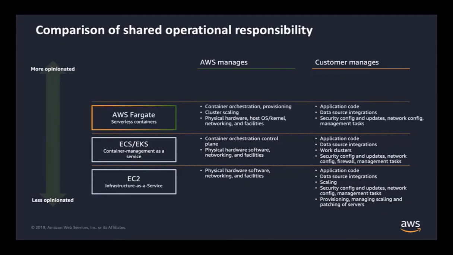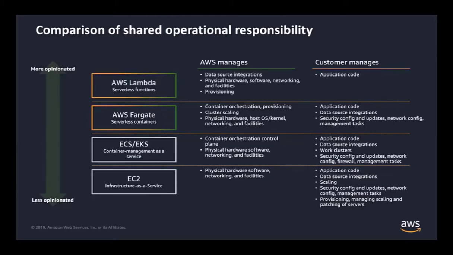If we go one step further, with Fargate, the cluster scaling is managed by AWS and allows you to focus more on your business logic without worrying about the underlying hardware or cluster nodes. Ultimately, with Lambda, AWS manages all of the provisioning, scaling, and runtime of the application. Lambda also includes integrations with many AWS services and partner offerings. And with that, I'd like to turn it over to Ron, who will tell us more about monitoring serverless applications.